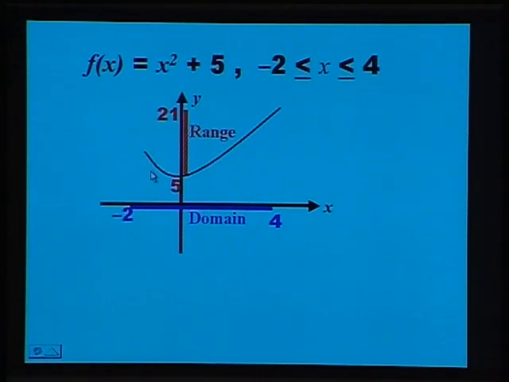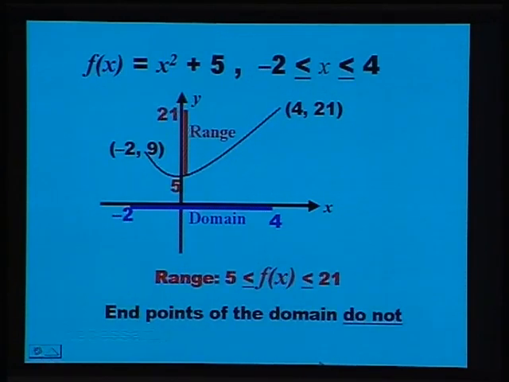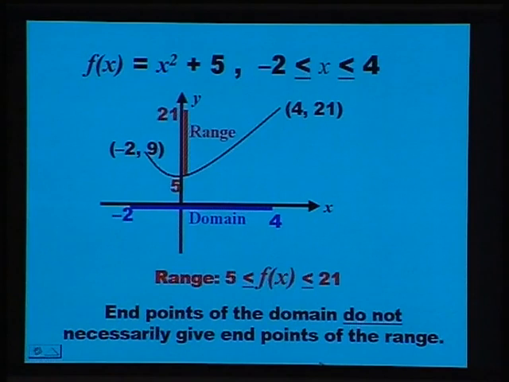Now, let's look at the endpoints. That is, let's look at what is the value of f(x) when x equals -2. It is 9. When x equals 4, the value of f(x) is 21. So, associating range to the endpoints would have produced a range from 9 to 21 instead of 5 to 21. Therefore, here the range is f(x) lies between 5 and 21, and we conclude that endpoints of the domain do not necessarily give endpoints of the range.